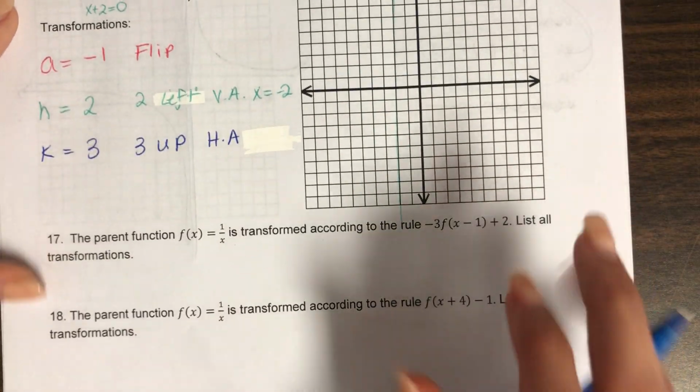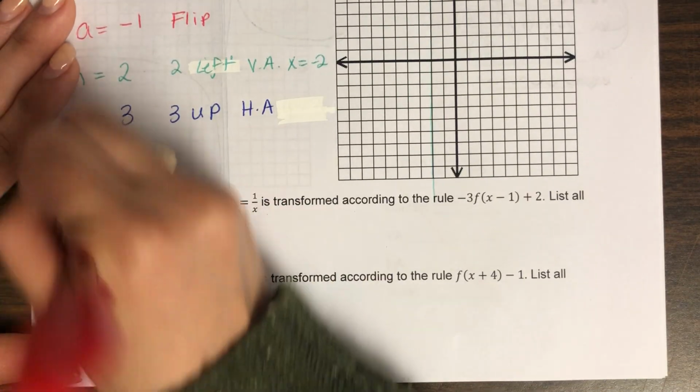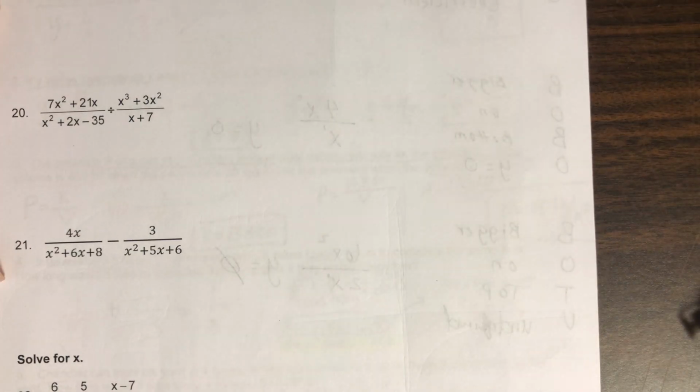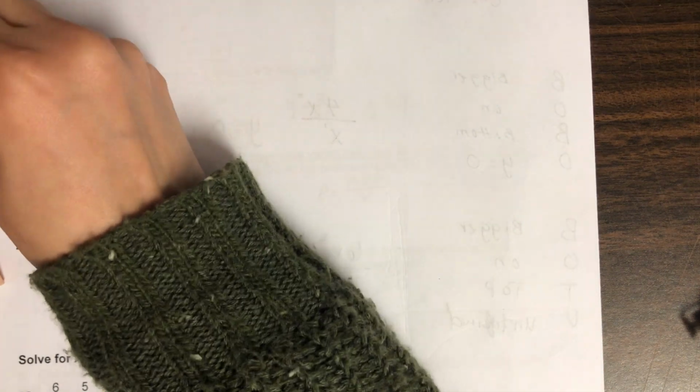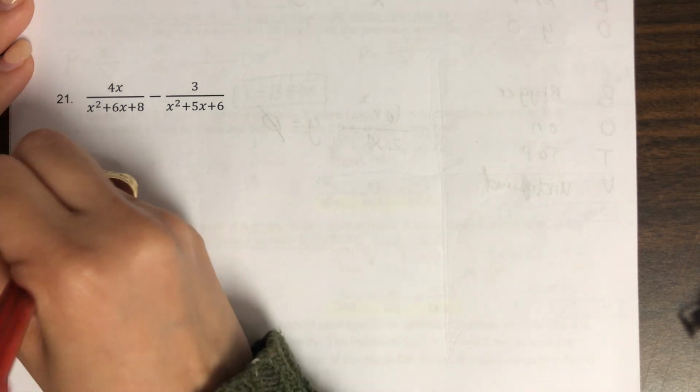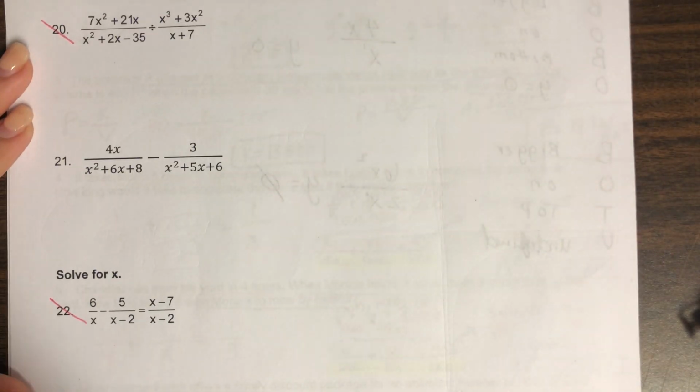So we're not actually going to do numbers 17 and 18 because they're worded interestingly. And we're not doing 19 or 20. So we're going to do 21, and we're not going to do 22. So we can use all this space for these two questions.